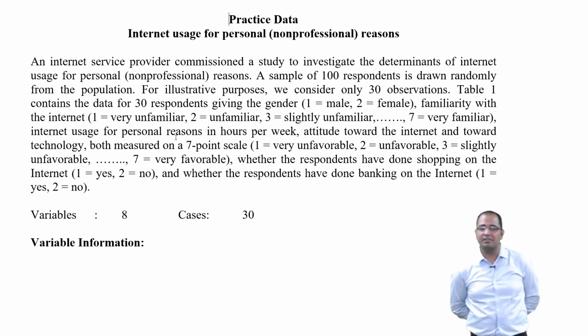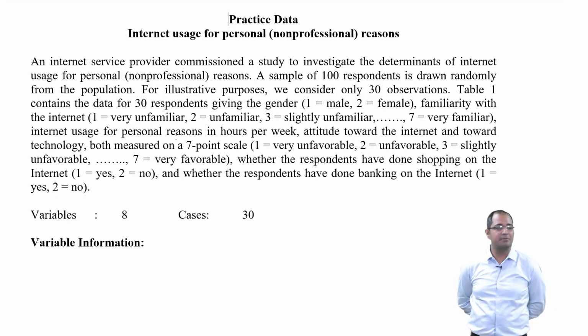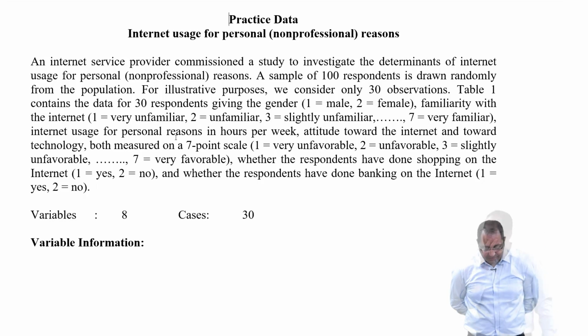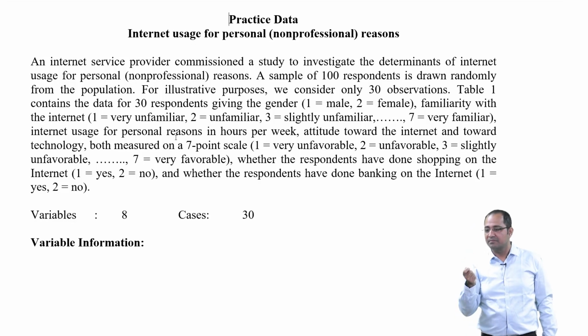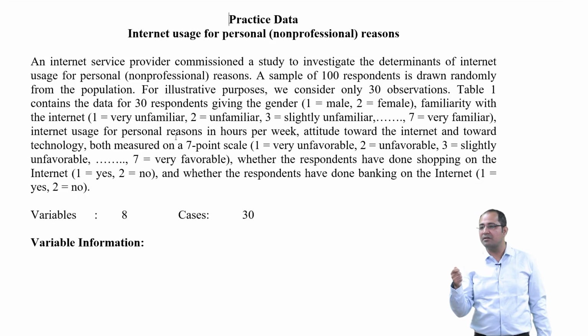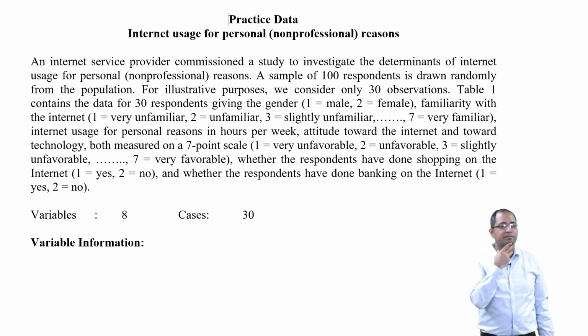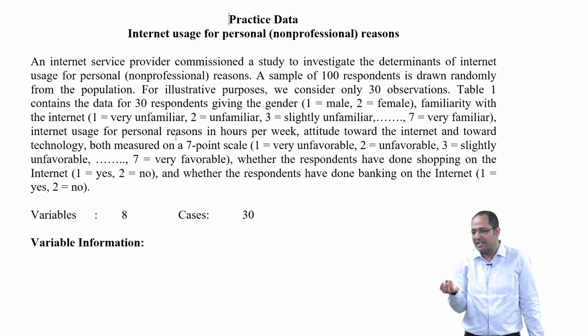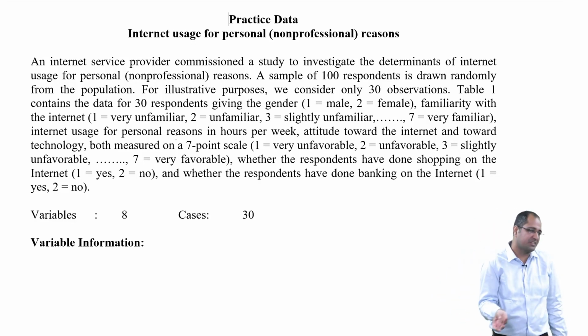Ordinal converted to interval, let's call it interval. You see the 1, 2, 3, 4, familiar, very familiar, unfamiliar, 1, 2, 3, 4, 5, 6, 7, which means it is forced interval. We'll treat it as interval. What is the next one? Hours per week. So, what is this variable? Ratio variable, very good, because there can be an absolute 0 in this case.